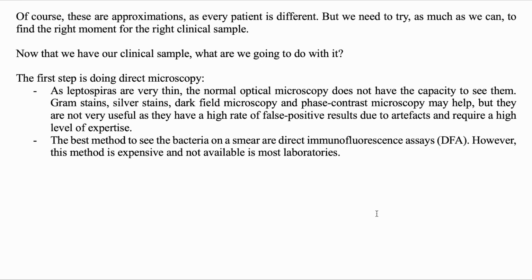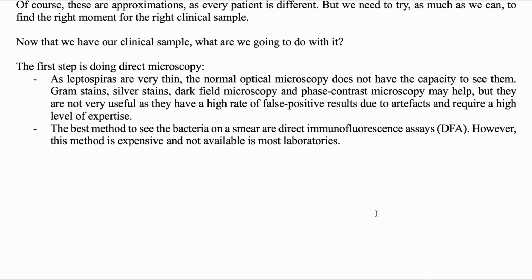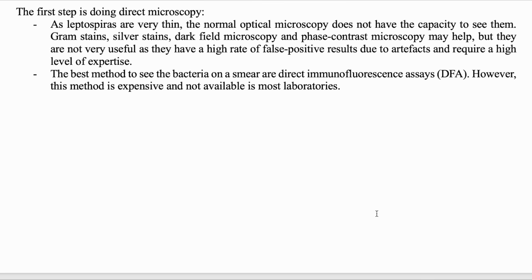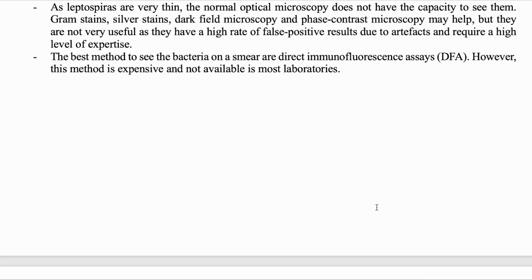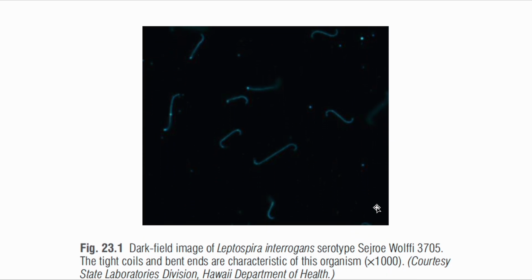Now that we have our clinical sample, what are we going to do with it? The first step is doing a direct microscopy. As leptospiras are very thin, the normal optical microscopy does not have the capacity to see them. Gram stains, silver stains, dark field microscopy, and phase contrast microscopy may help, but they are not very useful as they have a high rate of false positive results due to artifacts and require a high level of expertise. The best method to see the bacteria on a smear is the direct immunofluorescence assay. However, this method is expensive and is not available in most laboratories.